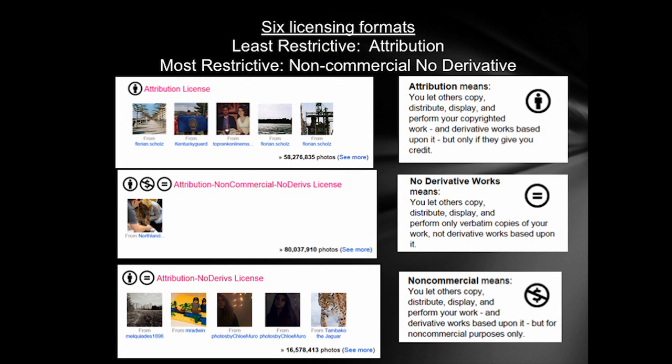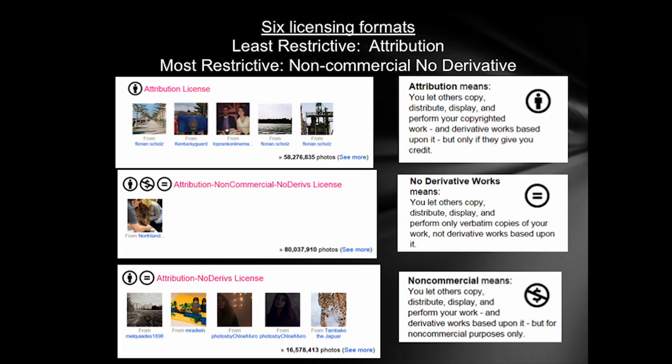This particular site I'm bringing you to, we've used fairly often, is Flickr. Flickr has 6 licensing formats. The least restrictive is attribution. Attribution means you can let others copy, distribute, display, perform, and you can do derivative works on it. And you can see there's over 58 million pictures just in attribution license. The most restrictive is the non-commercial, no derivative, and that would be nonprofit, and no derivative means you can't make derivative works based on that.